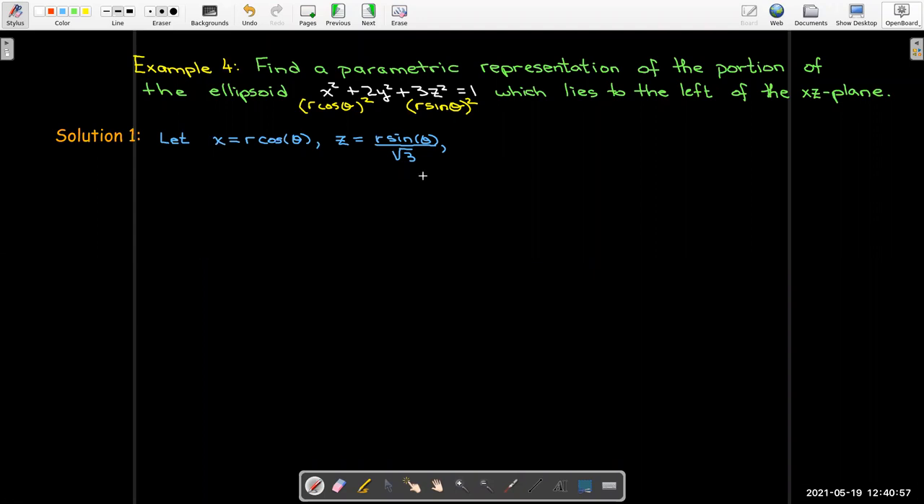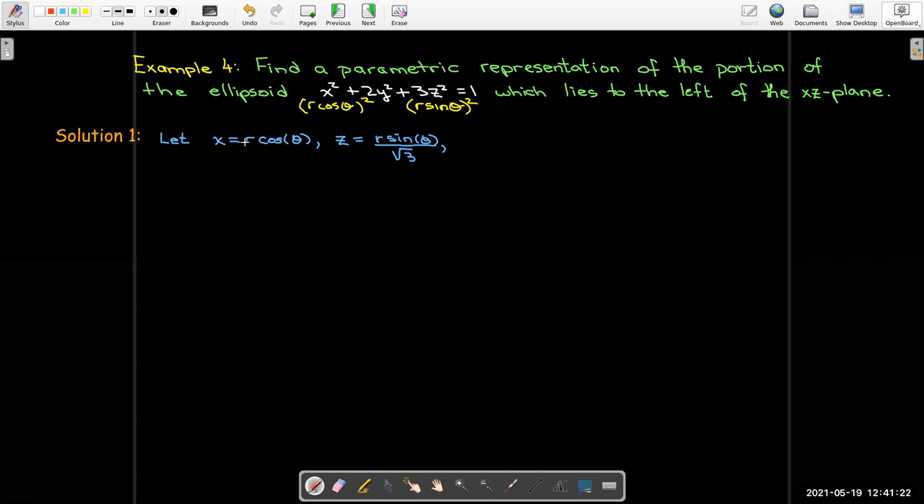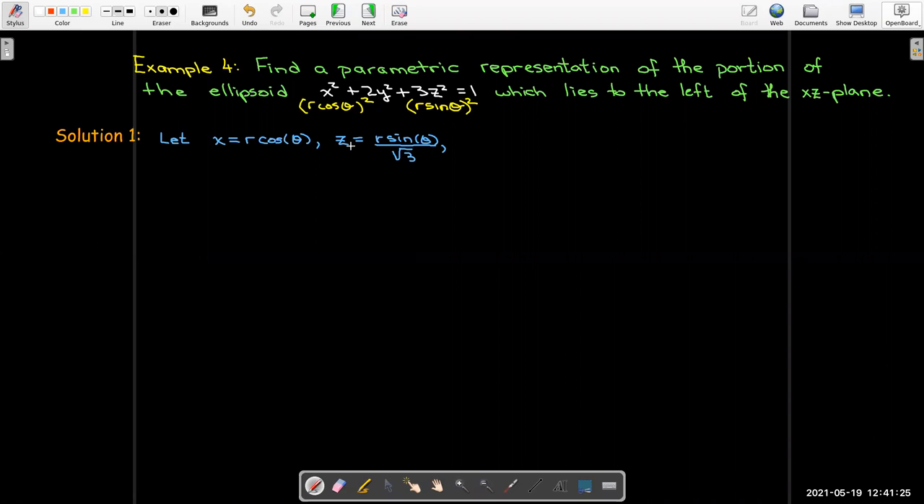And I guess the next question would be, why do I need to have the r there? In other examples, I just use either some number times cosine theta, or I just use plain old cosine theta. And the reason is because in the previous examples, like in the cylinder, we could say that x squared plus 3z squared was equaling a constant. But here, x squared plus 3z squared is changing. It would wind up being 1 minus 2y squared. So that's why I need that second parameter r in there.